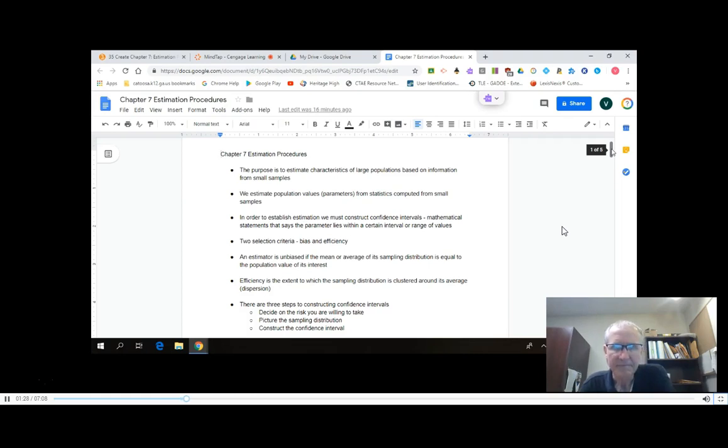It should include the population parameter. The probability of error, alpha. The second is to picture the sampling distribution. In order to do that, we divide the probability of error into equal parts above and below the mean, and then find the corresponding z-scores. And the third is to construct the actual confidence interval.